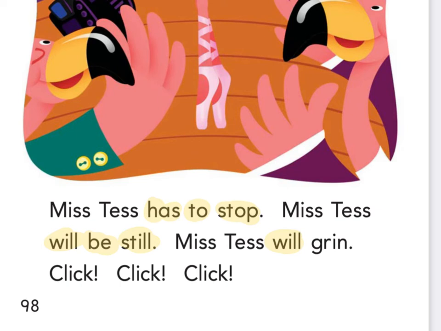Okay, are you highlighting with me? Highlighters down and pencils ready. We know Miss Tess, don't we? We know Miss Tess. Here's an R button. Grin. What does grin mean? Grin means to smile. Okay?